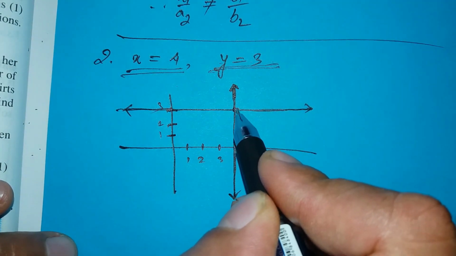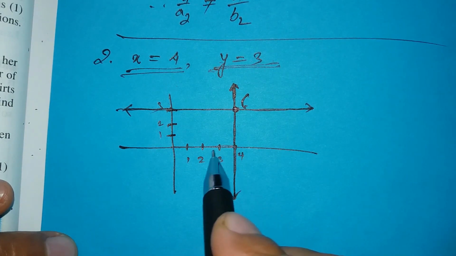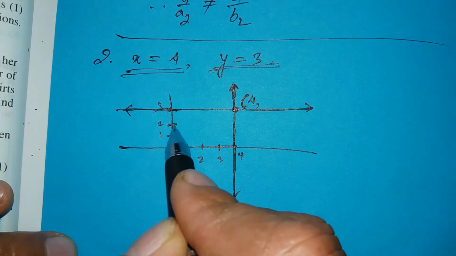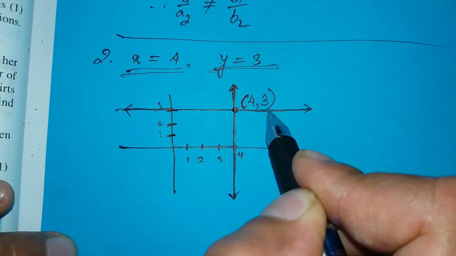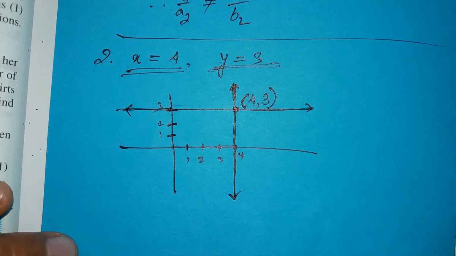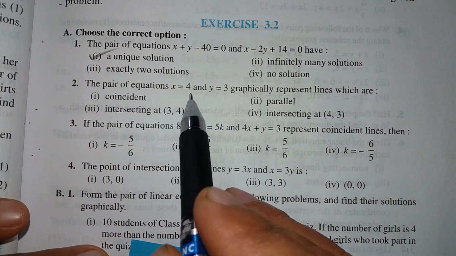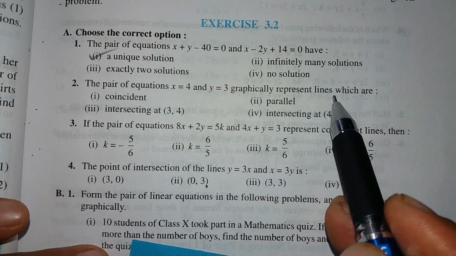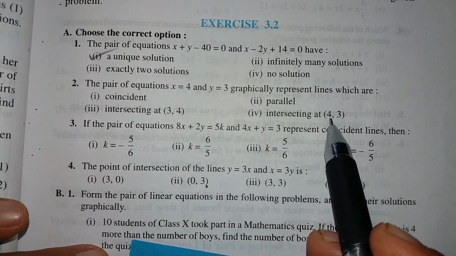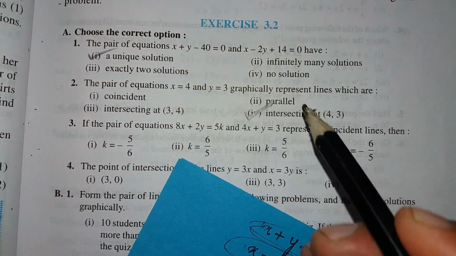Now these two graphs intersect at this point. The abscissa, that is the x coordinate, is 4, and the ordinate, that is the y coordinate, is 3. Which means that these two graphs intersect at the point 4, 3. So the pair of equations x is equal to 4 and y equal to 3 graphically represent lines intersecting at 4, 3. So option 4 is the right answer.